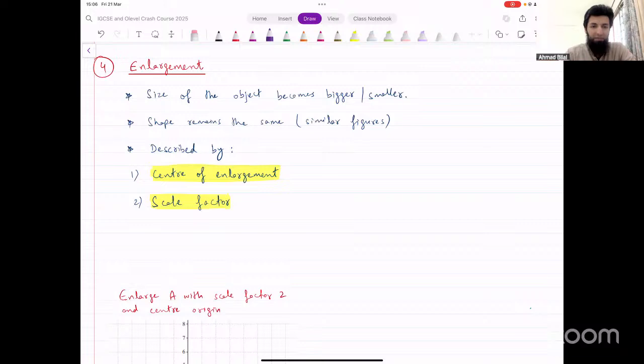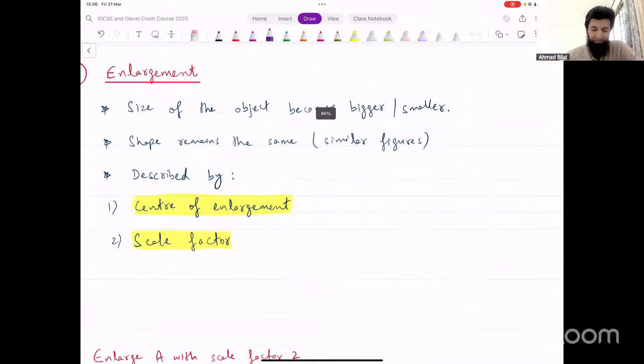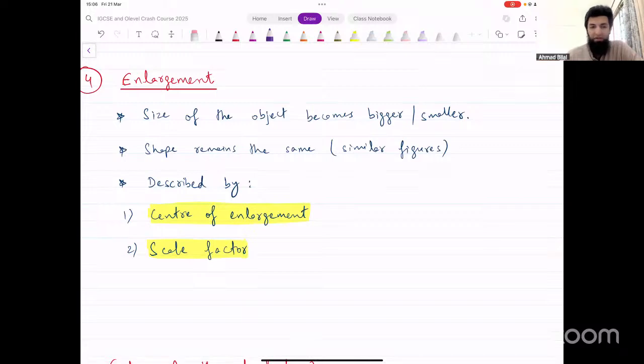Now today we want to start with enlargement first of all, and then do some practice, some past paper questions after that. Now, what is enlargement? This is the only one of these four transformations in which the size of the figure changes. Okay. In the other three transformations, the size does not change. That remains the same. Okay.